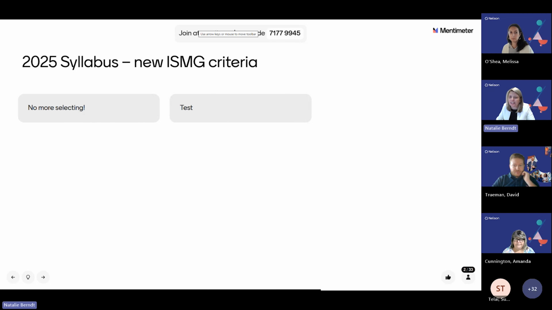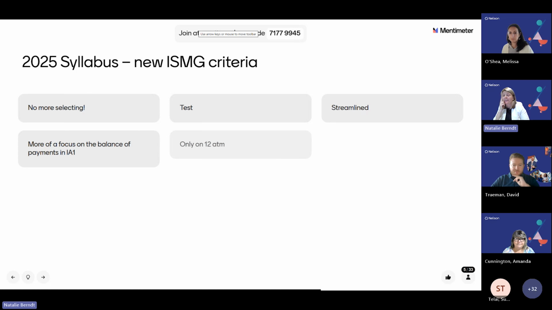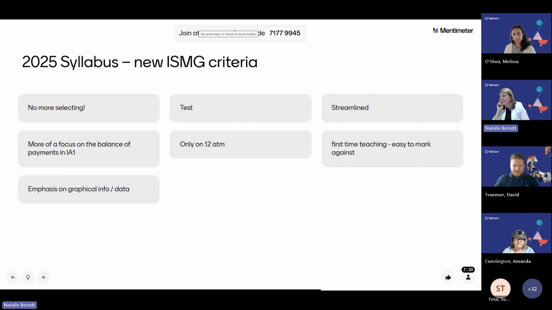Okay, great. So we do have some teachers with us who have only taught the new one. It's going to be a lot easier for you, Kate. If only we all had the new one when we were teaching the 2019. More a focus on balance of payments. First time, yes, it is much easier to mark against. There is the emphasis on info and data. That's correct.